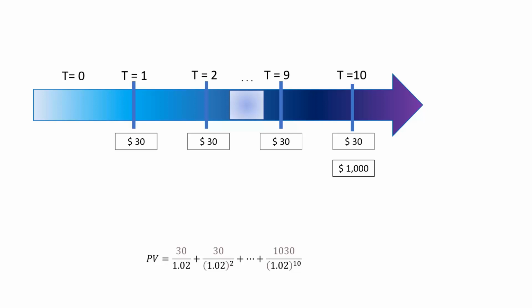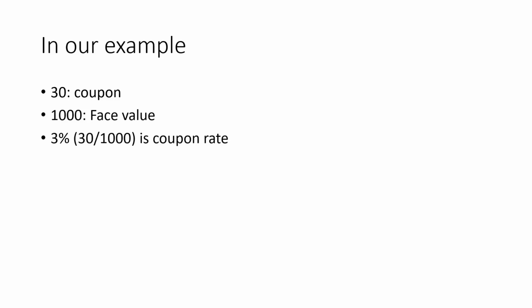And then, the $30 here comes from here. And this $30 was, remember, the 3% of the par value. And so 30, 30, 30, and the 10th 30. In our example, 30 is a coupon, 1,000 is a face value, and 3% of the face value, or the coupon rate, is $30. 30 divided by 1,000 is 3%, called the coupon rate.